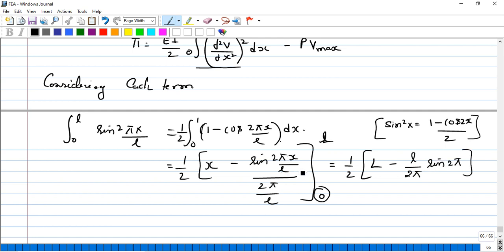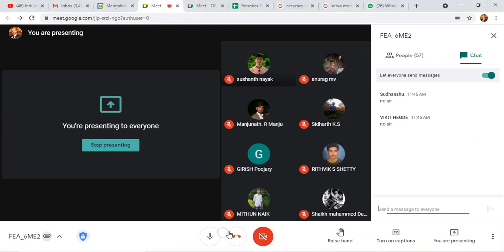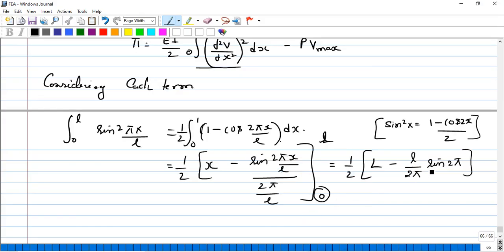Can anyone tell me what is the value of sine 2 pi? What is the value of sine 2 pi? Vikit, yes, 0. Very good. So that is 0, so this complete term will be 0. So the remaining is L by 2.